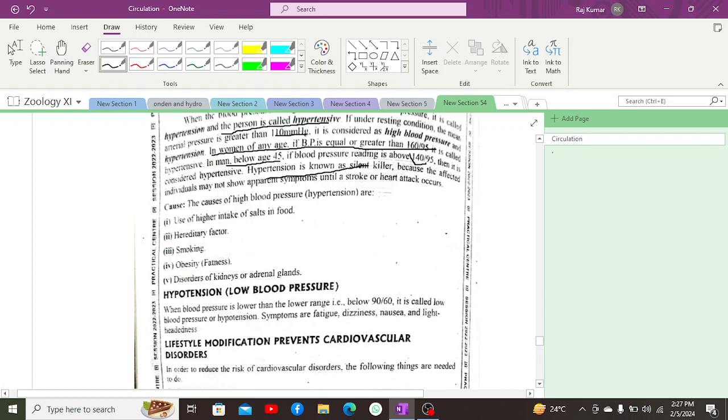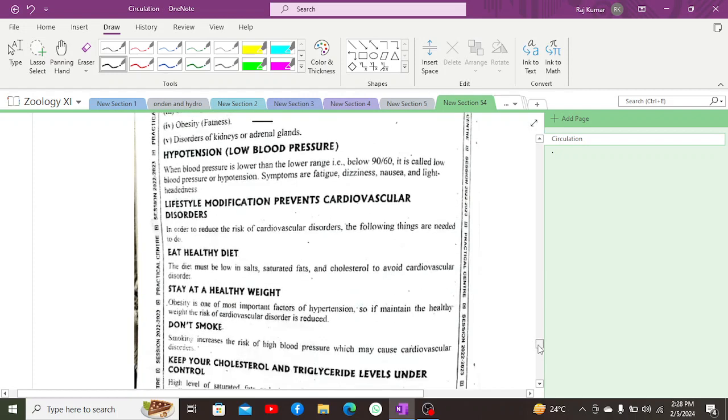One more thing, there are some symptoms as well, as well as some causes. Its causes are in such a manner that there is a high intake of salt and white food, as well as a heredity factor, such that it can be inherited from the parents and family. Smoking can be a condition, obesity can be a condition, disorders of kidney or adrenal gland due to hormonal changes can lead to hypertension as well.